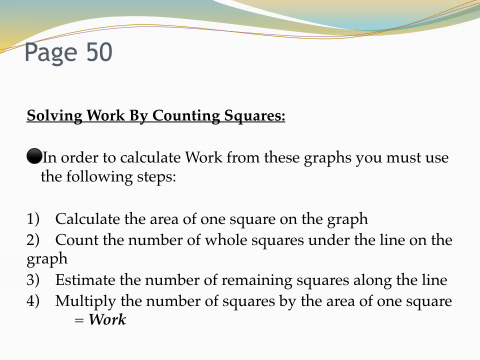So all we're going to do is start by calculating the area of one square on the graph. Then we're going to count the number of whole squares under the line on the graph. So we're just going to count the easy ones. Then we're going to estimate the number of remaining squares that are right on the line that are harder to tell. And then we're just going to multiply the number of squares by the area that we calculated at first. So let's just do an example, because why would I expect you to understand it by me just telling you these 4 steps that mean nothing to you? So let's put them into action.